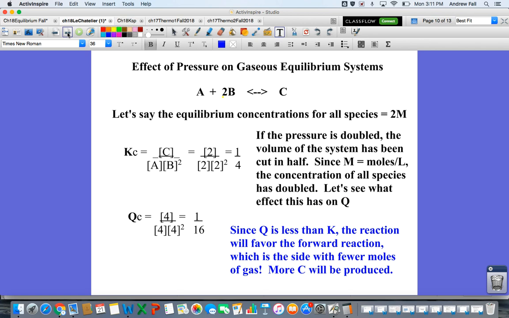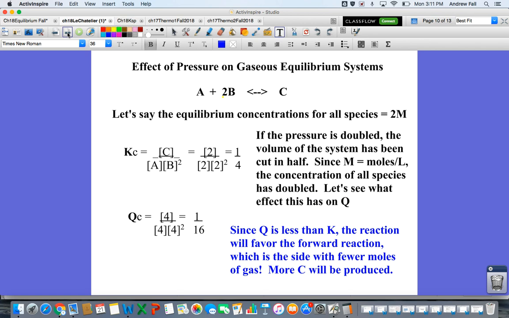So if we established a K for this system, you would see that when you plug in all the values, you get a K of 1 to 4, or 0.25. So let's say we double the pressure of this system. In order to do that without adding any moles of gas, we're going to cut the volume in half. So if you cut the volume in half, all of the molarities of these gases are going to double. Since molarity is moles per liter, when you cut the volume in half, the concentration doubles.